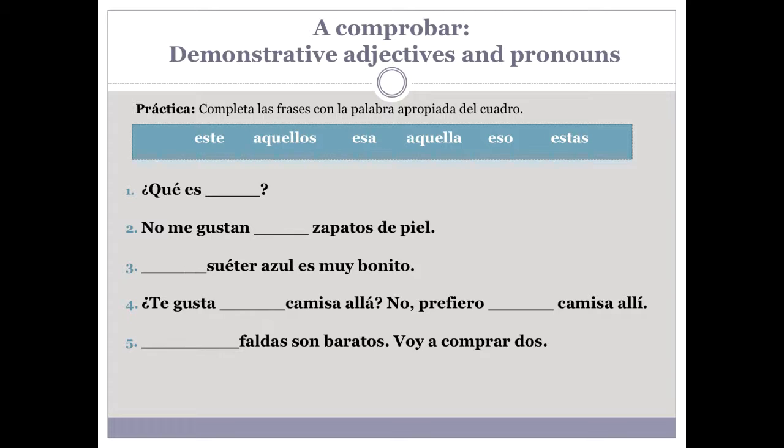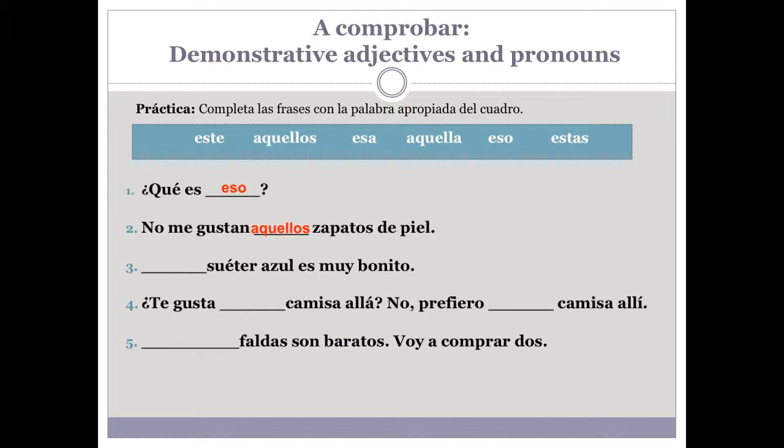Try a couple sentences here. Complete the phrases. Choose which word would best fit in. ¿Qué es? What is this or what is that? Which one of those words is going to communicate that? It's eso. It would not be ¿qué es este? Because that would mean that you definitely know the gender. Este libro. ¿Qué es esto? ¿Qué es eso? What is that thing, that idea?